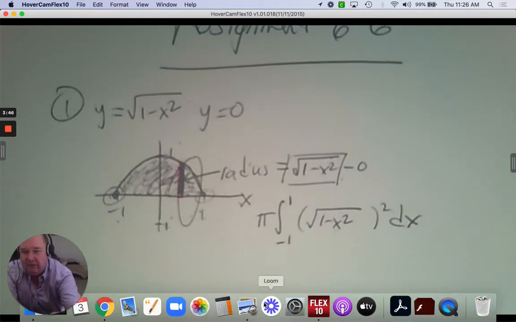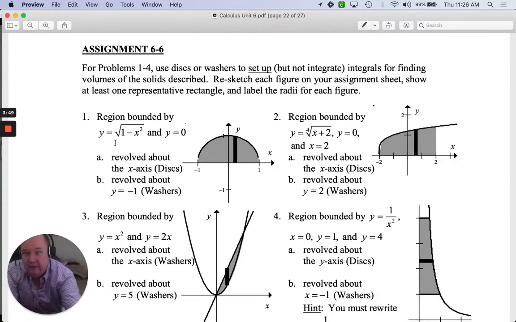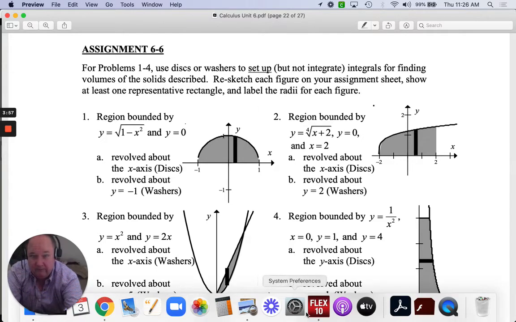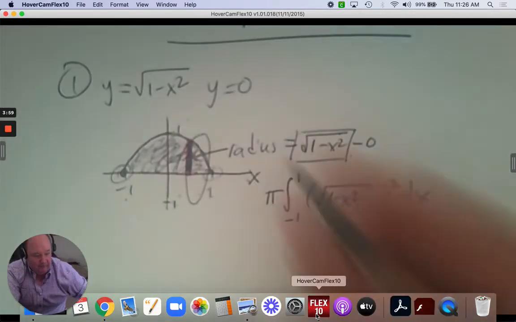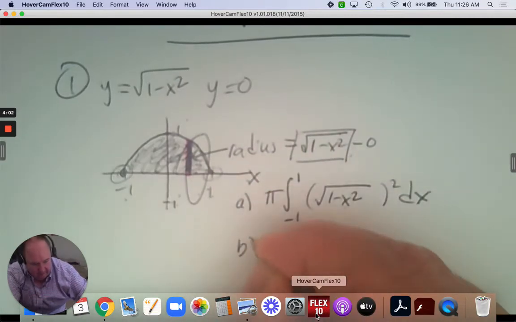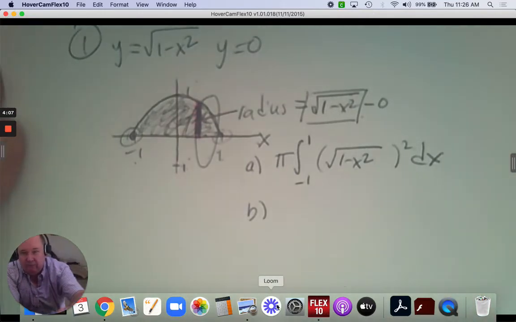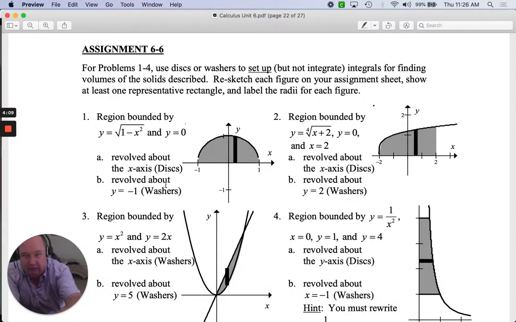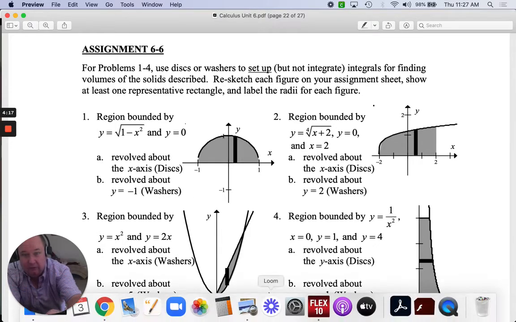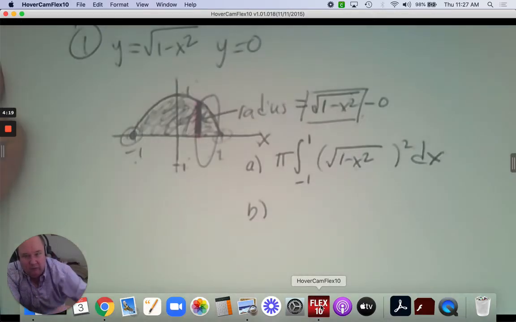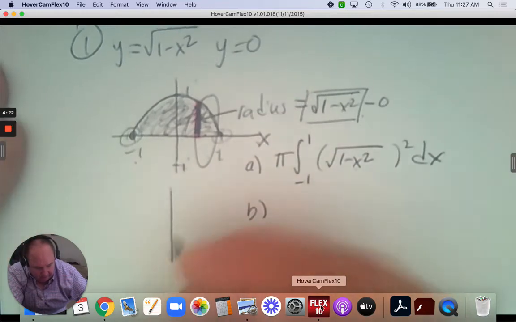Now, what did it ask you to do again? Let me just remind myself. So for problems 1 through 4, do the setup, but don't actually find the volume from 1 through 4. So there's the answer. This is the answer to part A. Now, the answer to part B, I'm going to redraw it. So for part B, it says revolve it about the line y equals -1. It even tells you what's going to happen. It's going to be a washer, not a disk. But let's redraw this with y equals -1.